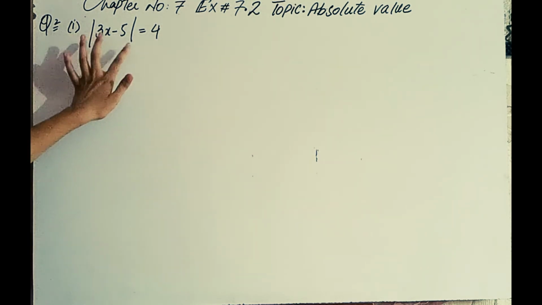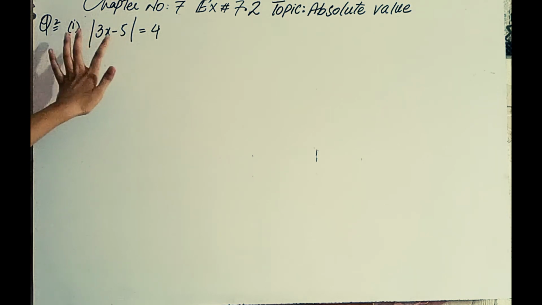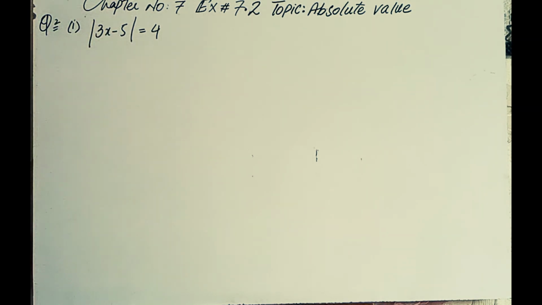As you can see in exercise 7.2 part 1, this equation, 3x minus 5, this symbol is called the absolute value symbol, equals to 4. So absolute of 3x minus 5 equals to 4.